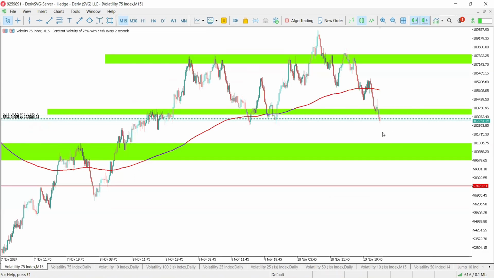When it makes a push and then pulls back into this area here, we see what to do, okay? Depending on how much our account can hold.